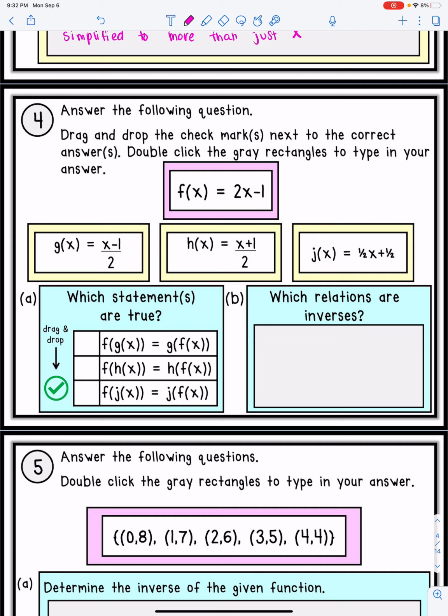Okay, so we've got a lot of things going on. So first of all, we're going to figure out which of these statements are true, and we're going to drag and drop check marks. I can't drag and drop because I'm not in Google Slides, so I'm just going to put a check mark. So first let's find f of g of x.